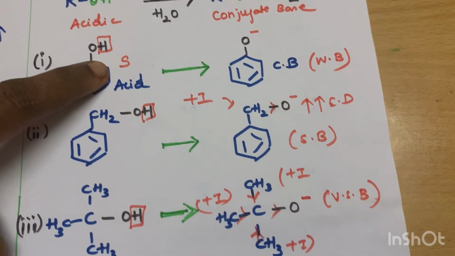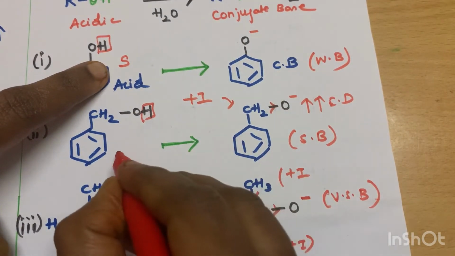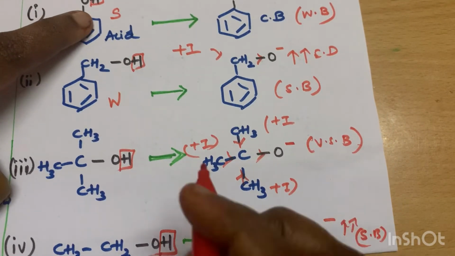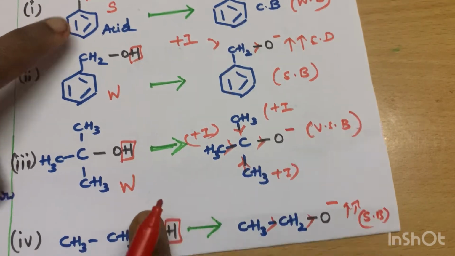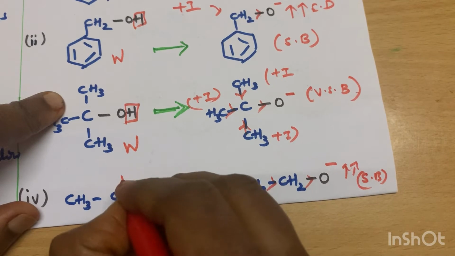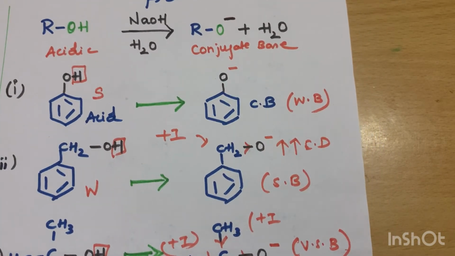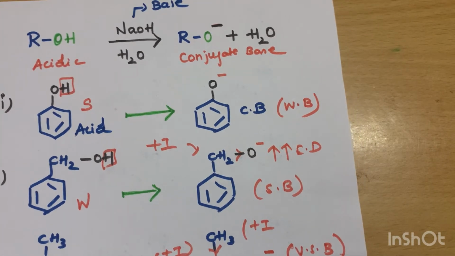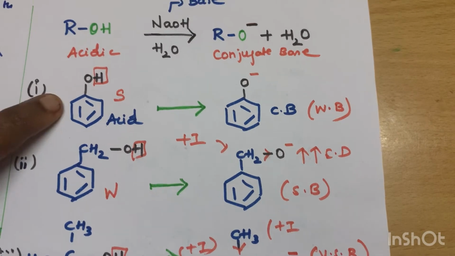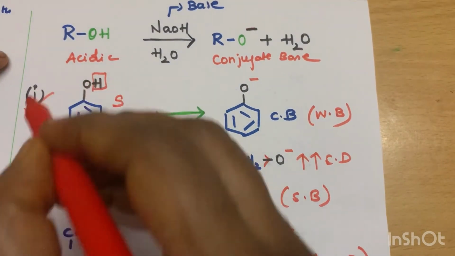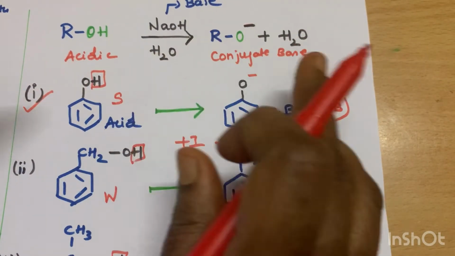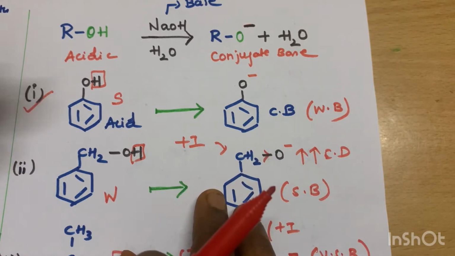So S means strong. This is a strong base, so it will be a weak acid. Very strong base and is a very weak acid. This is a strong base, this is a weak acid. So which one will react with sodium hydroxide? The strong acid, isn't it? Which one will react with sodium hydroxide readily? Not a weak acid, right? Only a strong acid. So phenol will react with sodium hydroxide readily because it is a strong acid.